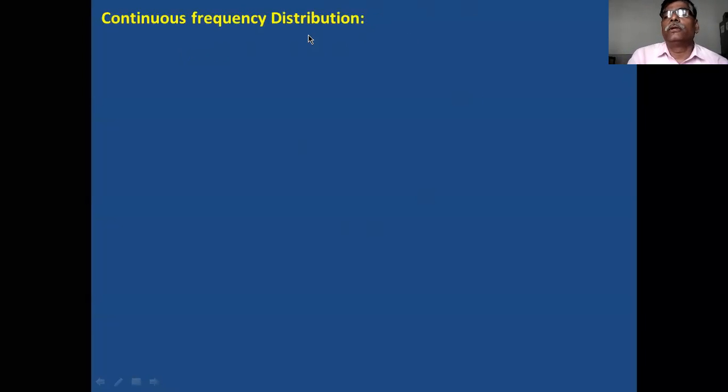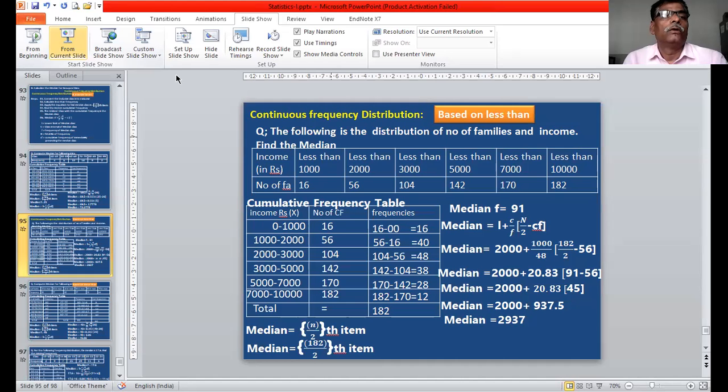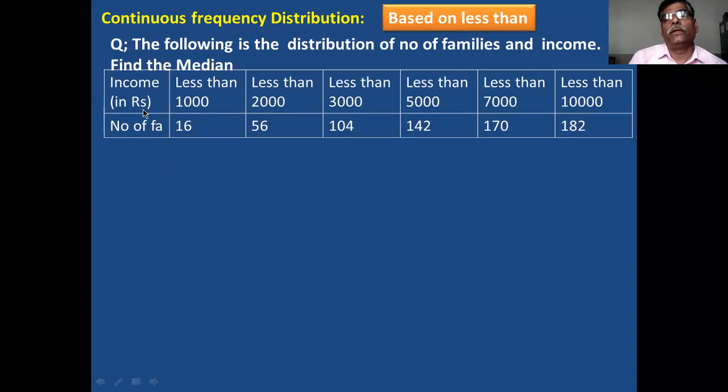Okay, you see here, a continuous frequency distribution based on less than frequency. This is for your clue. In the problem, you will learn less than and more than. You see the problem. The following is the distribution of the number of families and income. Find the median. The income is in rupees: less than 1,000 rupees, less than 2,000, less than 3,000, less than 5,000, less than 7,000, less than 10,000.